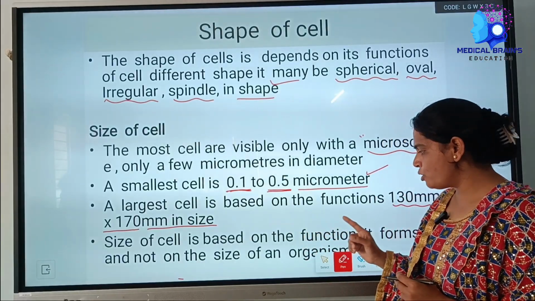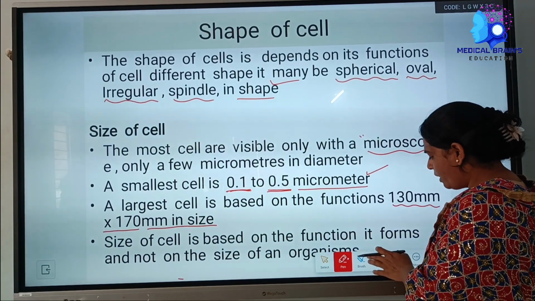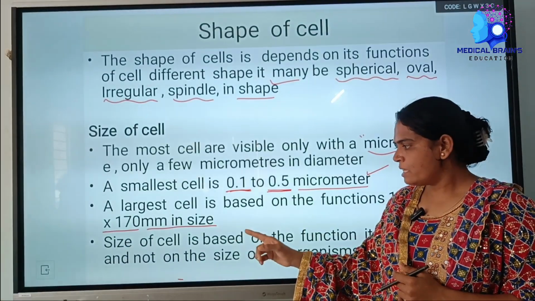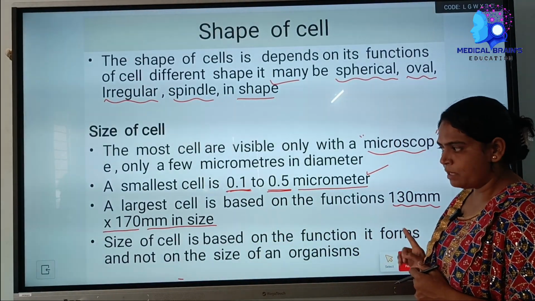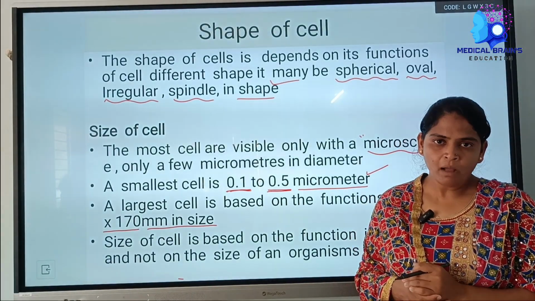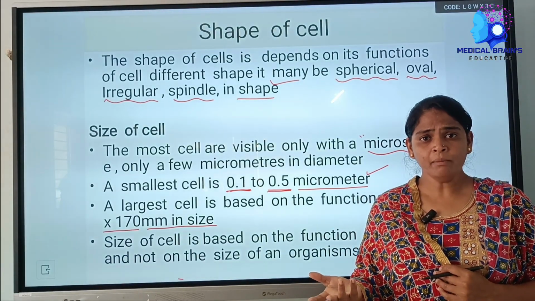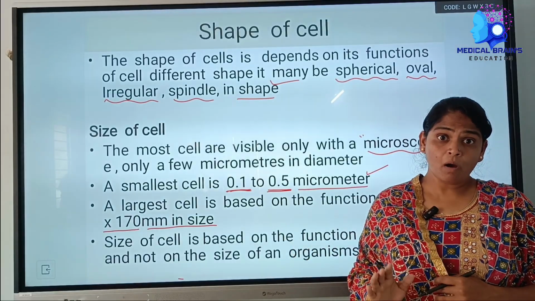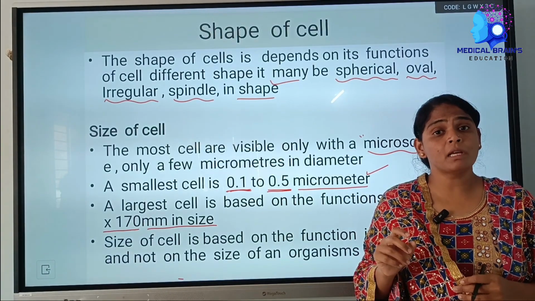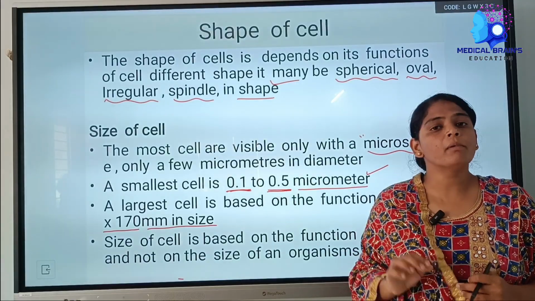Next, the size of the cell is based on the function it performs and not on the size of an organism. Yes, it is a very important, notable point. If you take the unicellular example, amoeba, you should not judge it by its size. It's not about the size, it's about the function the amoeba cell carries out. It is unicellular, but it carries out a very important and impactful function for its body.